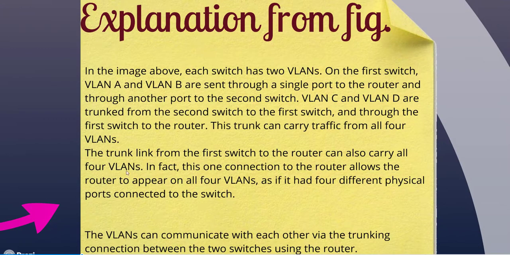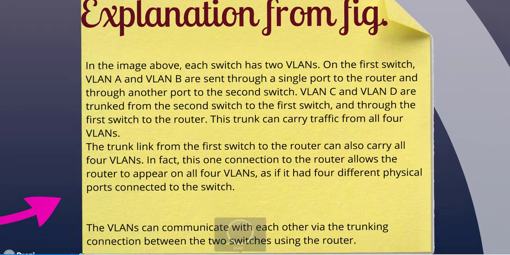So in the image that you've just seen, each switch has two VLANs. On the first switch, VLAN A and VLAN B are sent through a single port to the router and through another port to the second switch. VLAN C and VLAN D are trunked from the second switch to the first switch and through the first switch to the router. Now this trunk, the connection between the VLANs, can carry traffic from all four VLANs.